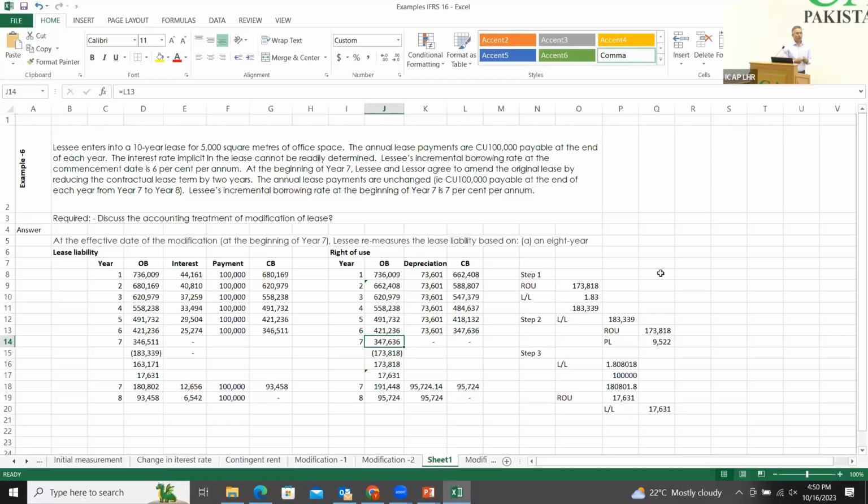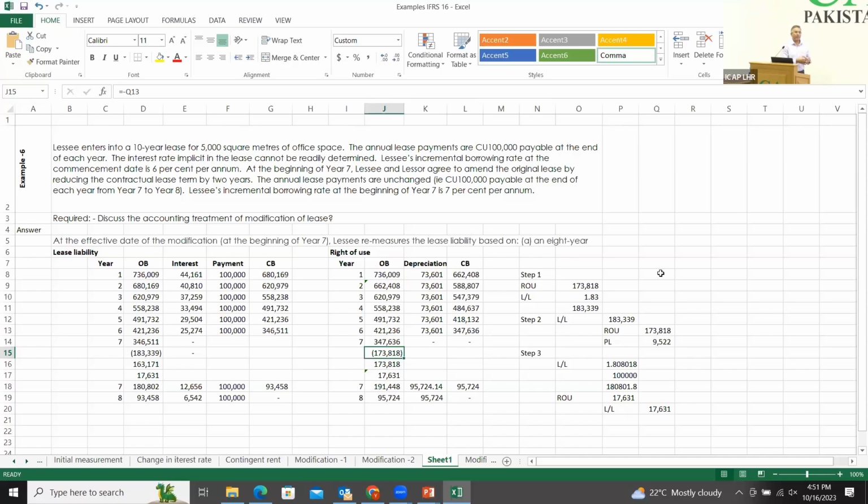So our factor will be 2 by 4. So here is right of use 2/4, 347 divided by 2, clear? But you cannot reduce lease liability proportionally because there is a present value calculation involved.